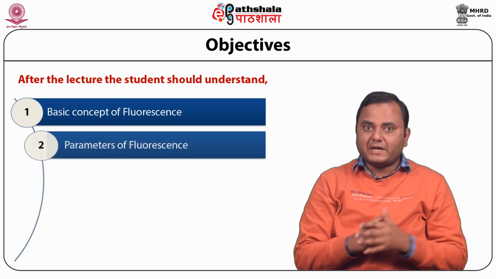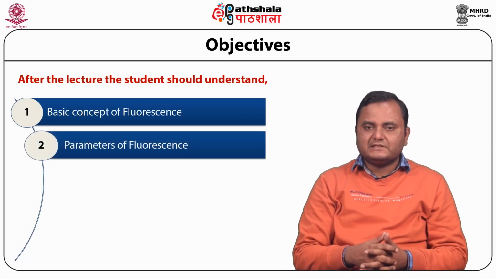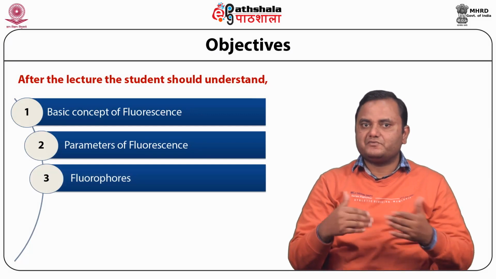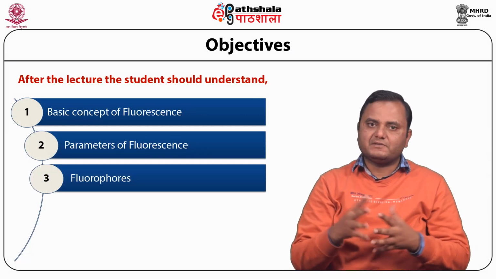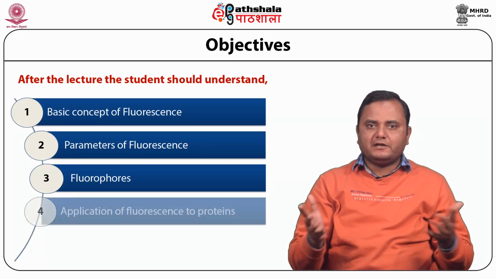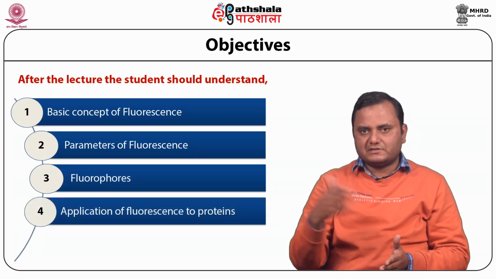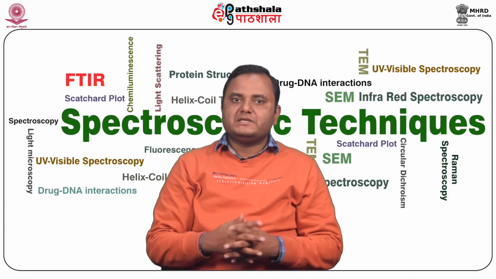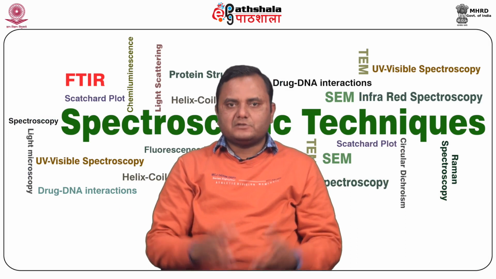Then what are the different parameters used in fluorescence, then what are the different kinds of fluorophores that are especially used for the detection or understanding of the biological system with respect to protein and DNA, and application of fluorescence for the protein and application of fluorescence for DNA. So first we discuss the basic concept of fluorescence.